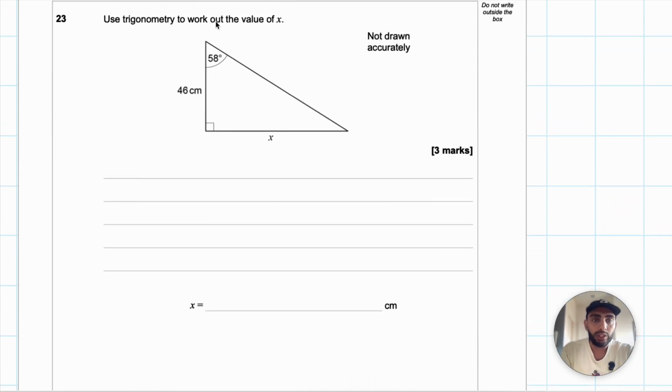Question 23. Use trig to work out the value of x. Let's first label the sides. The side opposite the right angle is the hypotenuse. The side opposite the angle that's given is the opposite. And the side that's left over is the adjacent. I'm going to be using SOHCAHTOA.